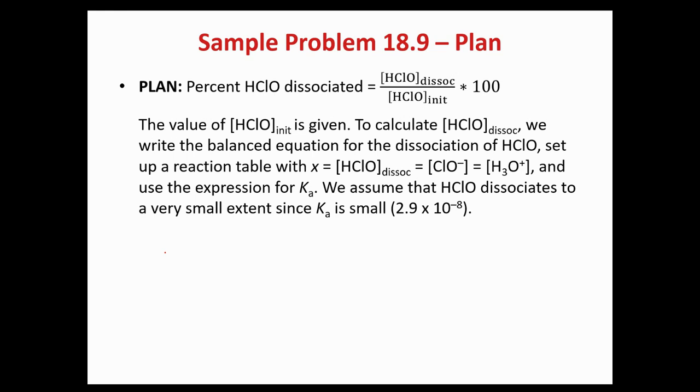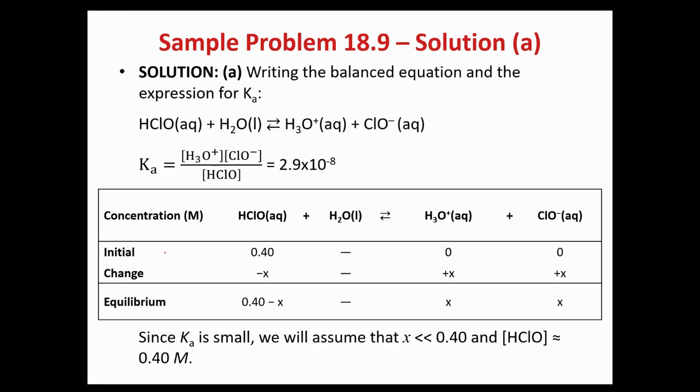Let's see if the numbers support that. So I'm going to skip this one. Here is the one for the more concentrated solution. Set up our ice chart. Let's see the shortcut. We're going to take 0.40 divided by the Ka, and I'm going to crunch that number.